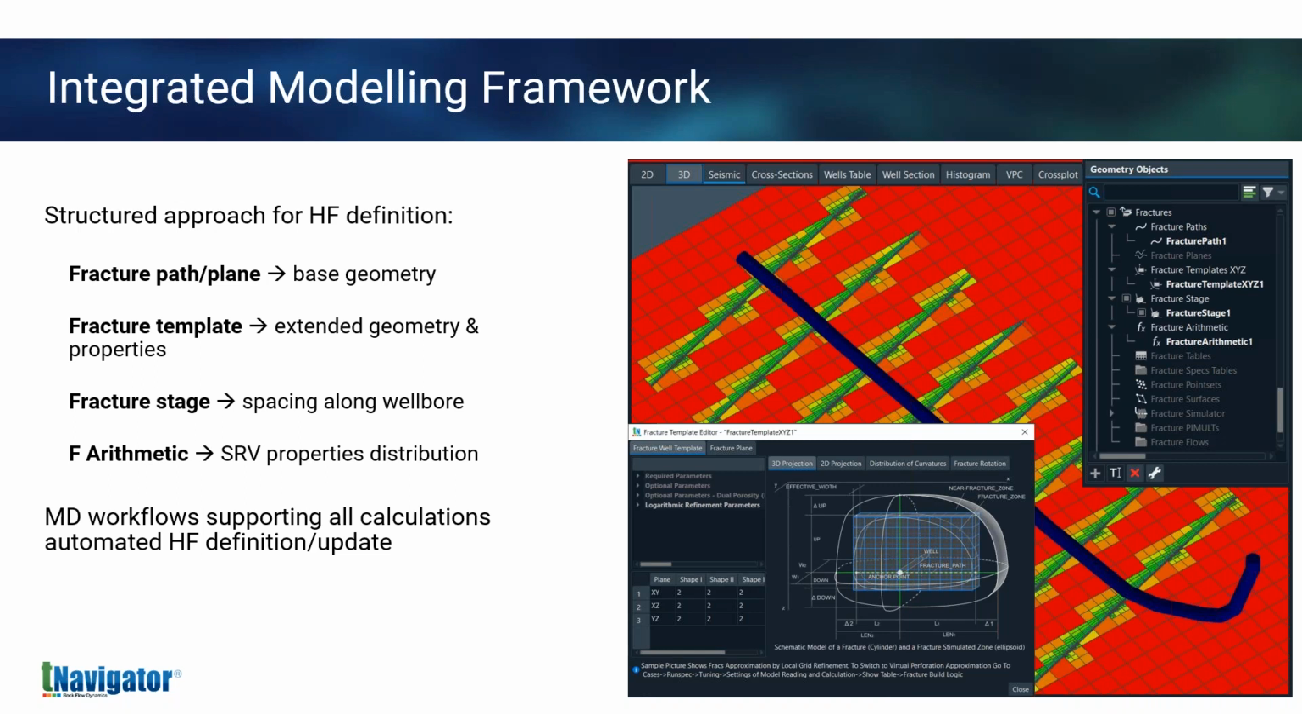So the fracture orientation can be specified by a fracture path and fracture plane. The extended geometry of fracture and near fracture zone can be specified in a fracture template. In turn, the fracture stage allows to anchor the fractures to your wells, while fracture arithmetic would allow you to set the properties distribution within the fracture and near fracture zones. I also have to mention here that this process can be automated using the workflows and Python that is embedded in tNavigator. So thank you.